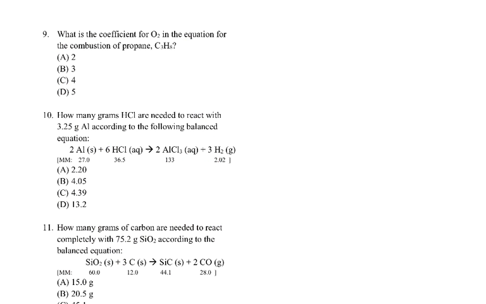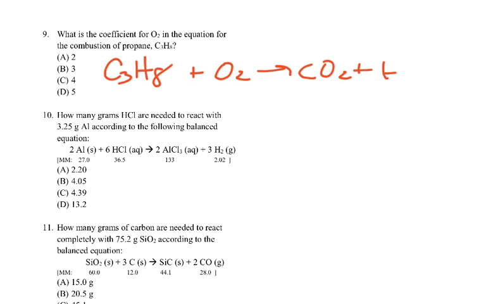For number 9, what's the coefficient in front of oxygen in the combustion of propane? So now we have to know what we're doing. Propane plus O2 turns into CO2 and H2O. I have 3 C's, so I'm going to put a 1 here, and a 3 here. I have 8 hydrogens, so I'm going to do 4 here. That gives me 3 times 2, that's 6 oxygens here, and 4 oxygens here, 10 oxygens, so it's a 5 O2. So the question is, what's in front of the O2?